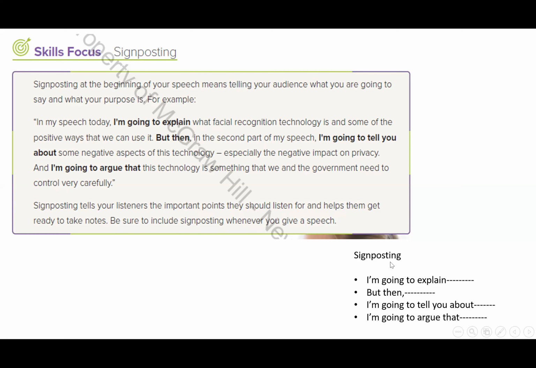Again, signposting. I am going to explain. Explain means to clarify. But then, I am going to tell you about, I am going to argue that. Argue means to discuss. These are called signposting, and you can use them when you give a speech. Speech means delivering a talk.